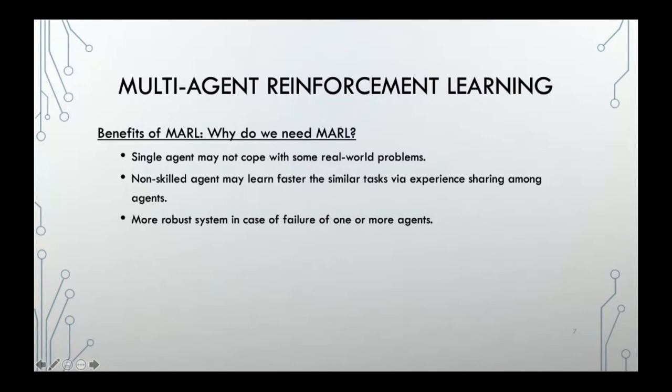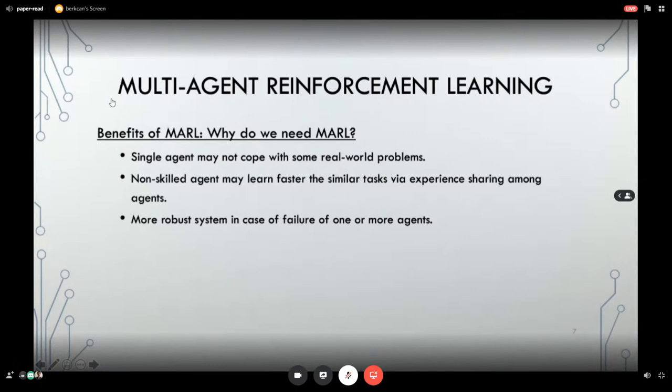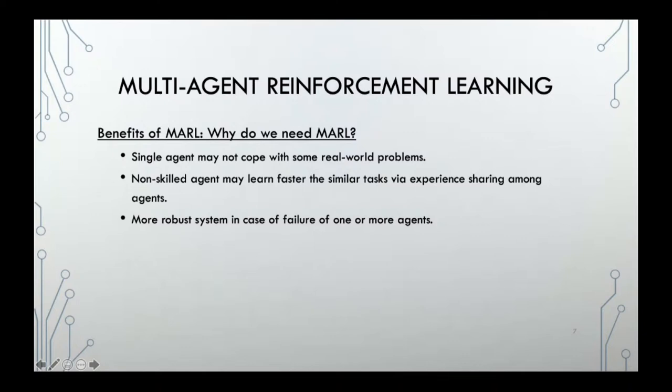And I think the most important thing here is that we can design more robust systems, because in case of failure of one or more agents, other agents can learn how to take over the responsibilities of the failed agents.